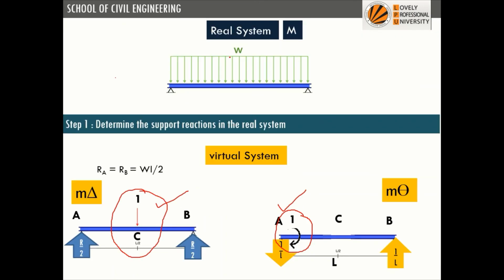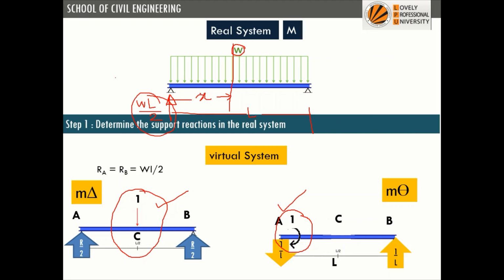Now coming back, we take a section and this distance is X. So what is the value of RA? RA will be nothing but total load by 2. What is the total load? The intensity of load is W, and this total length is L. So the total load will be WL, and it will be shared equally amongst the two supports. So the reaction will be WL by 2.